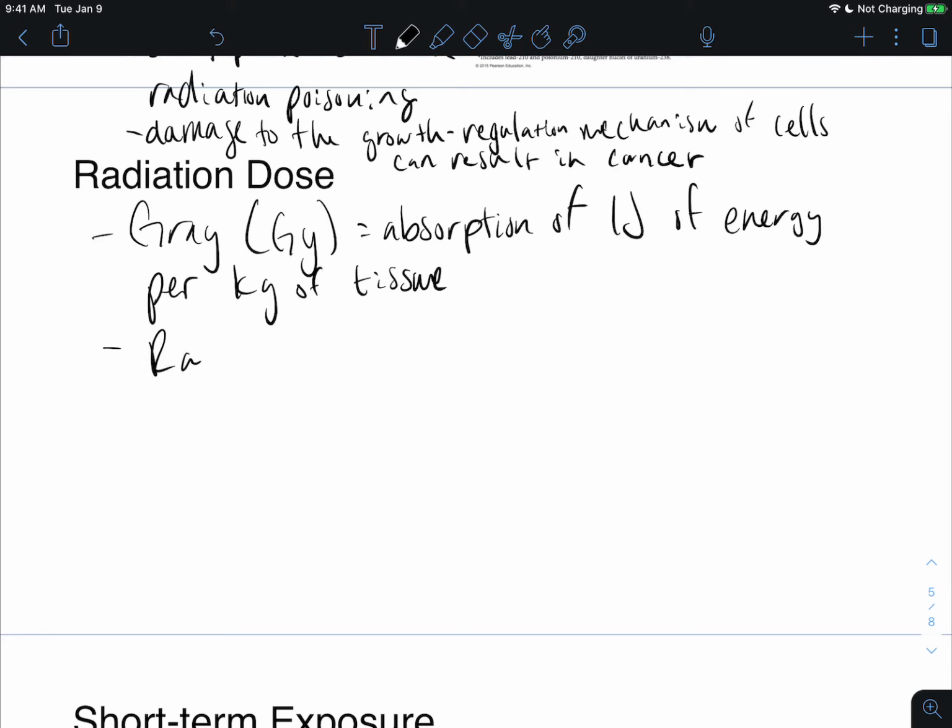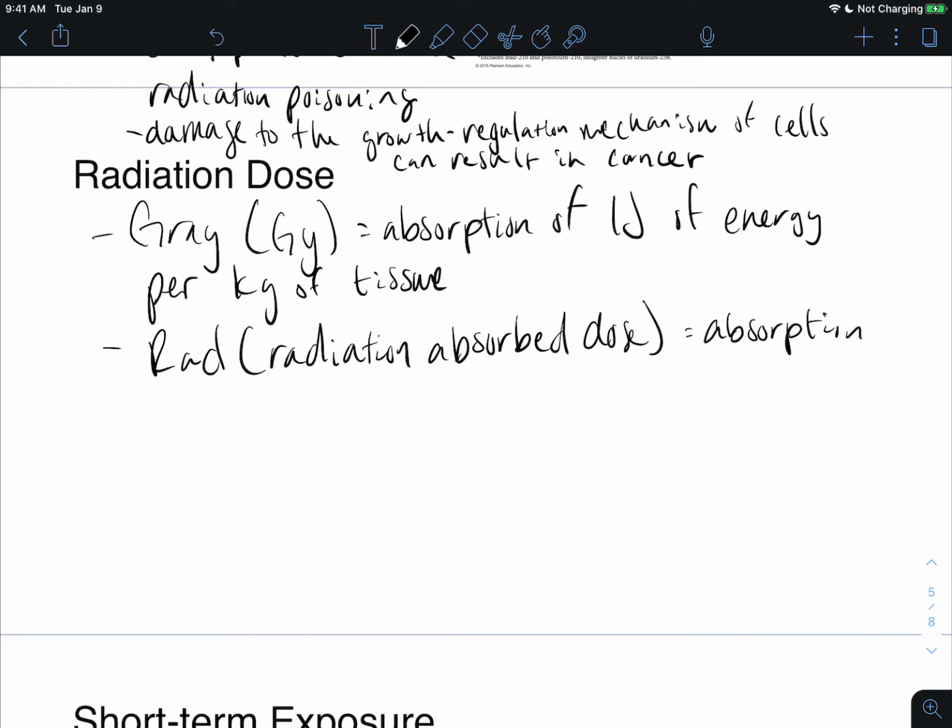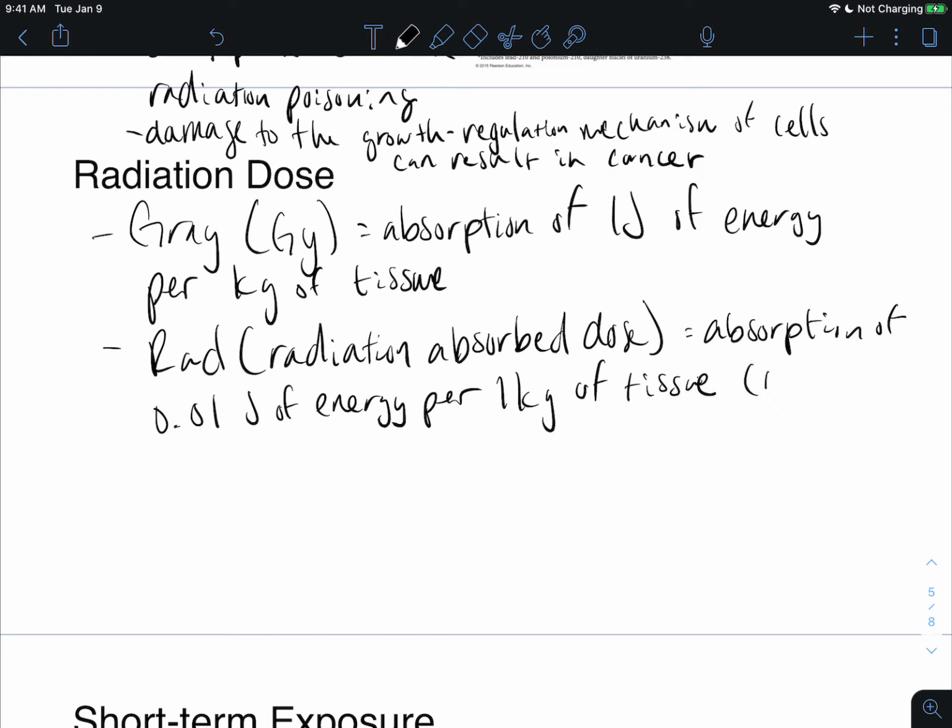Next one is the rad, which is radiation absorbed dose, which is going to be the absorption of 0.01 joules of energy per 1 kilogram of tissue. So 100 rad is equal to 1 gray.